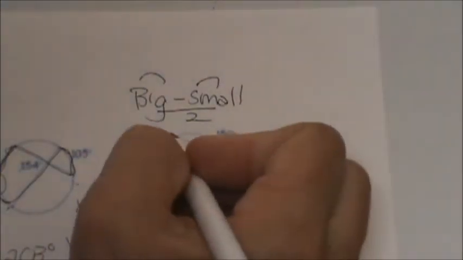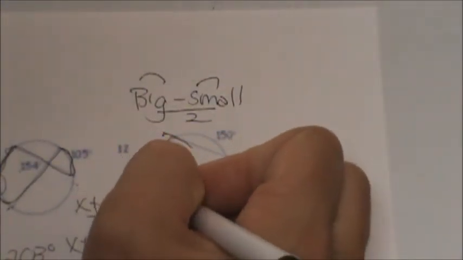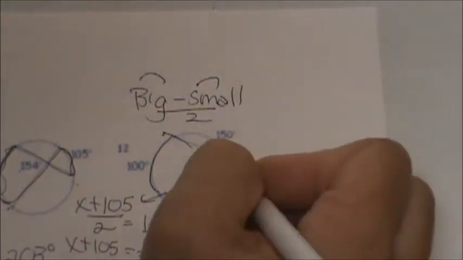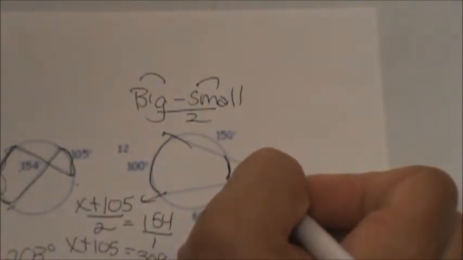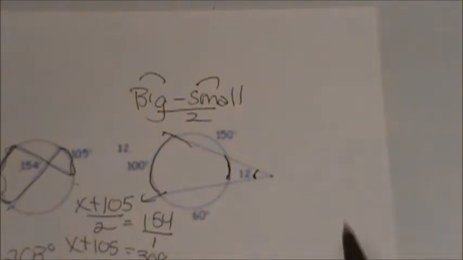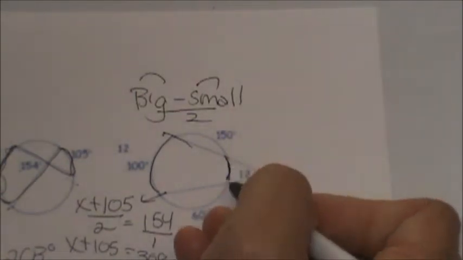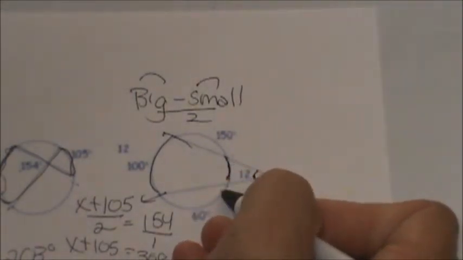So our big arc, the larger one inside the mouth, is 100. We don't know the smaller one, and we don't know this outside angle, do we? But we can figure one of them out pretty easily. Okay, we can figure this arc out. And how are we going to do that?